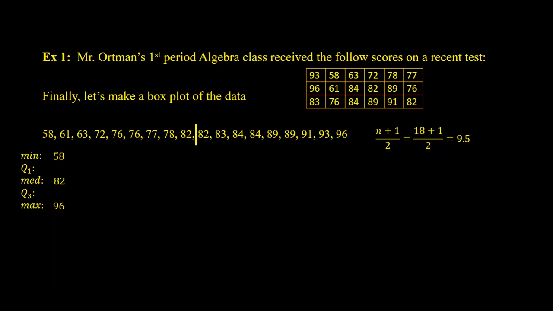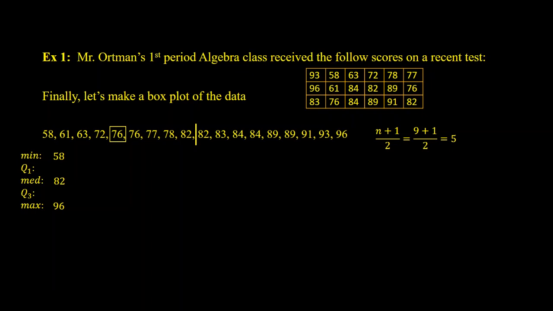Okay, Q1 and Q3 are very, very similar to the median. But for Q1, I only look at that lower half, everything to the left of my median. And for the Q3, I look at everything to the right of the median. So I have 58, 61, 63, 72, 76, 76, 77, 78, 82. I want to find the middle value there. We can do the same thing. There are 9 numbers in that lower half. So n plus 1 over 2, which is going to be 9 plus 1 over 2, or 5. The fifth value is my Q1. So the fifth value there is that first 76.